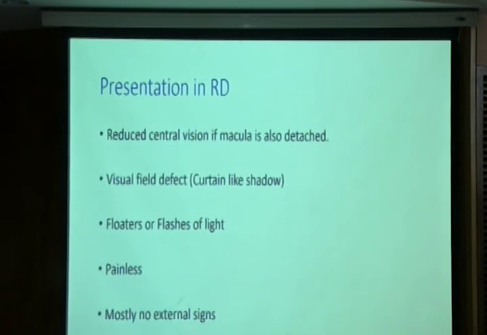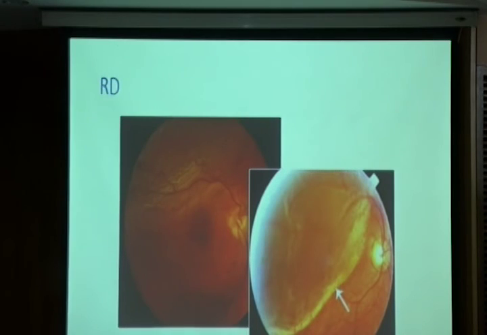So here the central vision will be reduced if macula is detached. Sometimes the patient may have good central vision, but they might complain a curtain-like field defect in their vision. There may be history of floaters and flashes of light. Mostly there are no external signs. So patient may not be sometimes even aware that he is having or developing progressive retinal detachment.